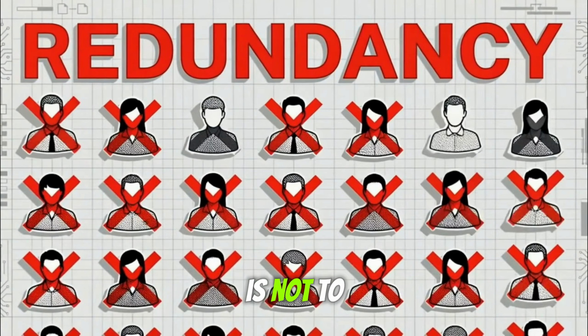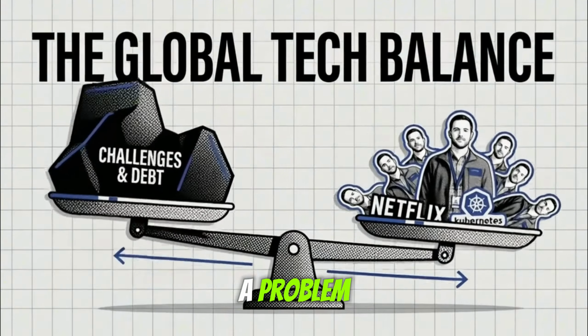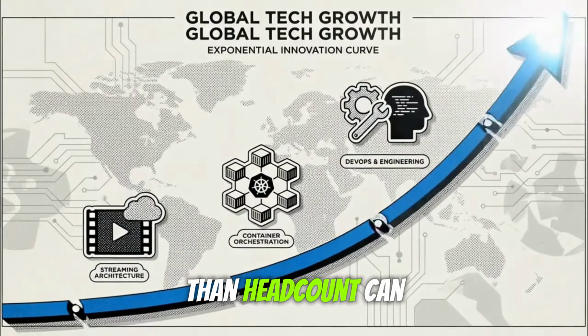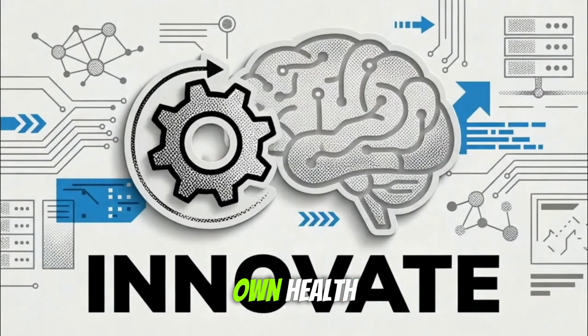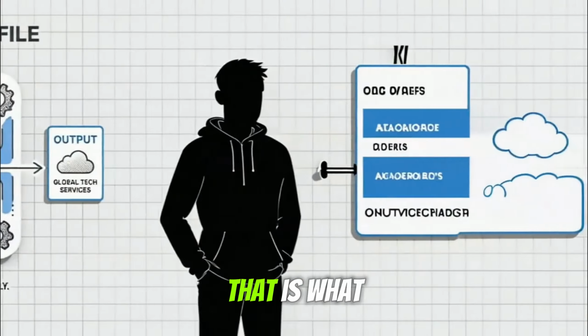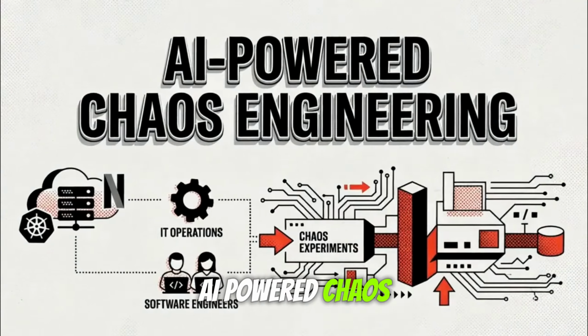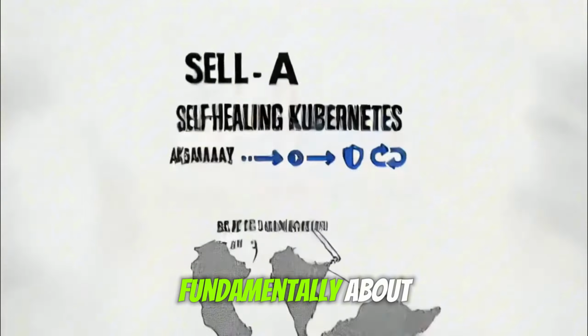And the answer is not to hire more engineers. Hiring more engineers does not solve a problem that compounds faster than headcount can scale. The answer is to build a system that can observe, reason about, and act on its own health without waiting for a human to make the first decision. That is what AI-powered chaos engineering and self-healing Kubernetes infrastructure are fundamentally about.